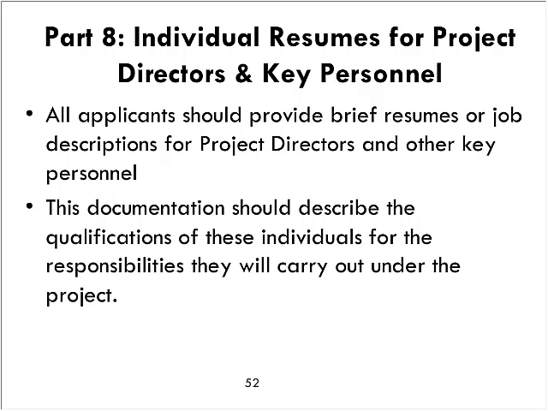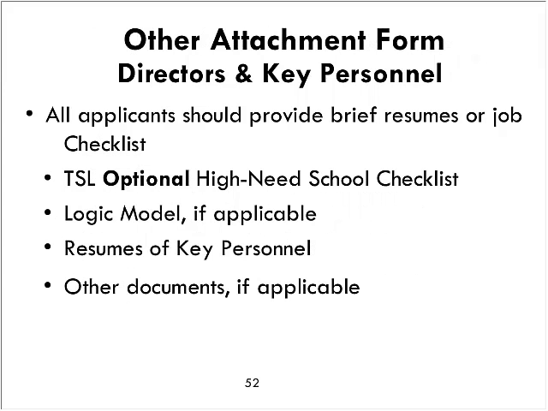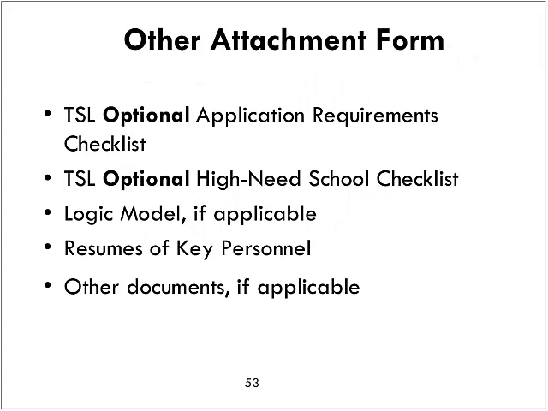And then finally, Part 8 is individual resumes for project directors and key personnel. All applicants should provide brief resumes or job descriptions for project directors and other key personnel. And this is documentation that should really describe their qualifications, for any of the key people that will be carrying out responsibilities under the project. And then, of course, there's the other attachments form. There are other things that you can append to the application, such as the optional application requirements checklist, the optional high-need school checklist, logic model, if applicable, resumes of key personnel, other documents, etc. That's where you would put all of those types of things, in the other attachment form.